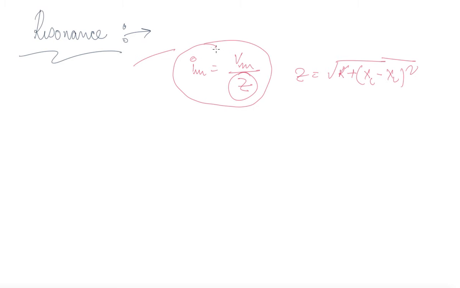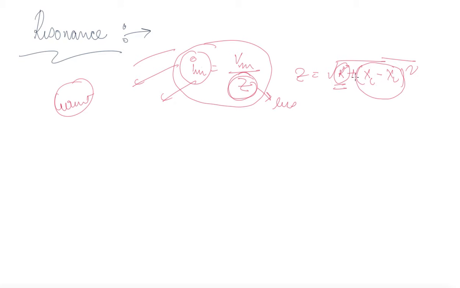Now, what you need to know is when the value of Im, that is, when the resonating current will increase. This will increase only when the value of Z is less. Now if you look over here, R square is a positive quantity. This as a whole is a positive quantity.